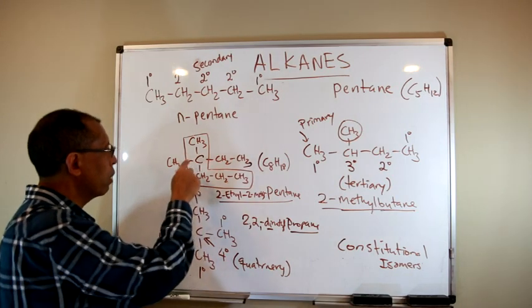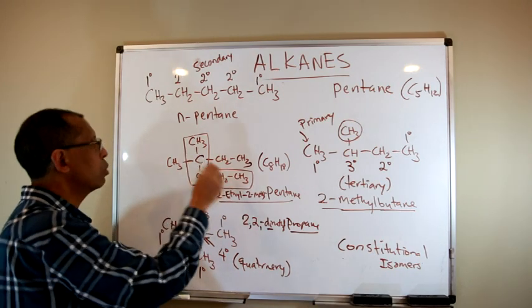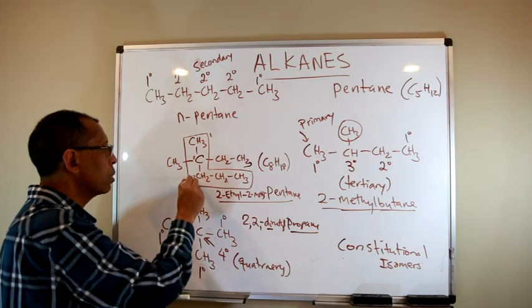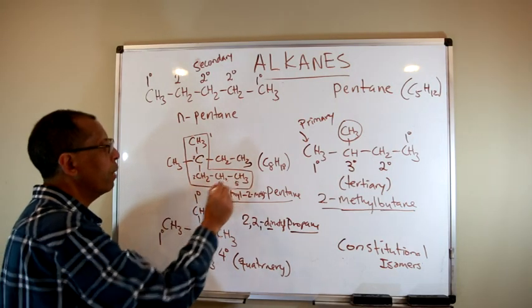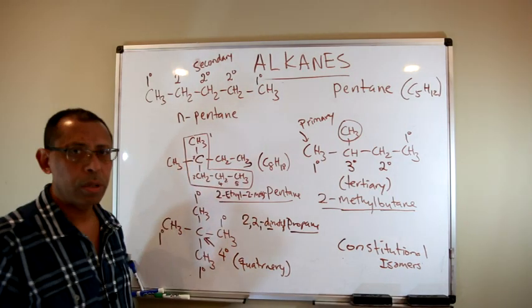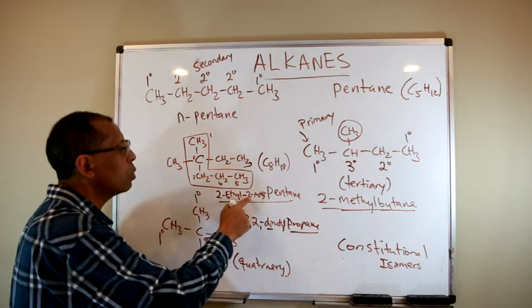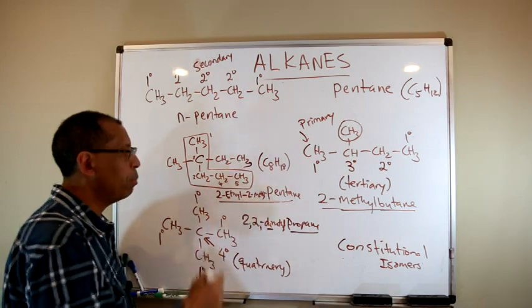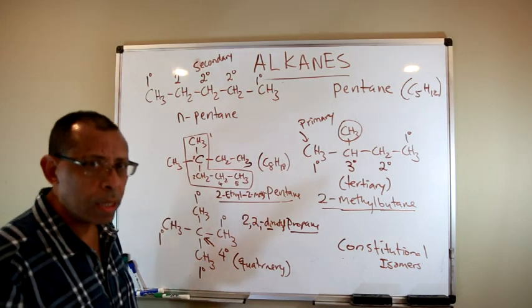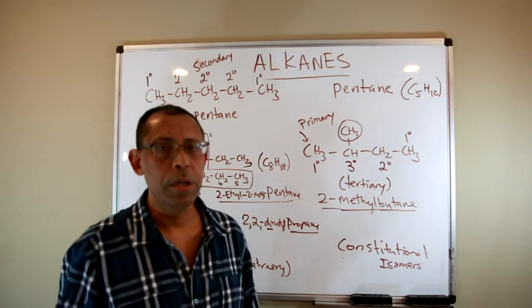At position 2, both are on this carbon. If you count carbon number 1, carbon number 2, carbon number 3, carbon number 4, carbon number 5 on this chain, both substituents are at position 2. Therefore, it will be 2-ethyl, 2-methyl, pentane. Pentane because it is a 5-carbon chain. We'll discuss this and practice as we go along in our next discussion.